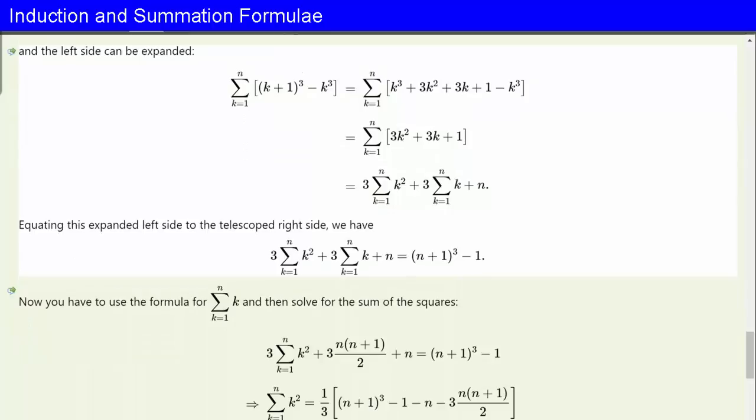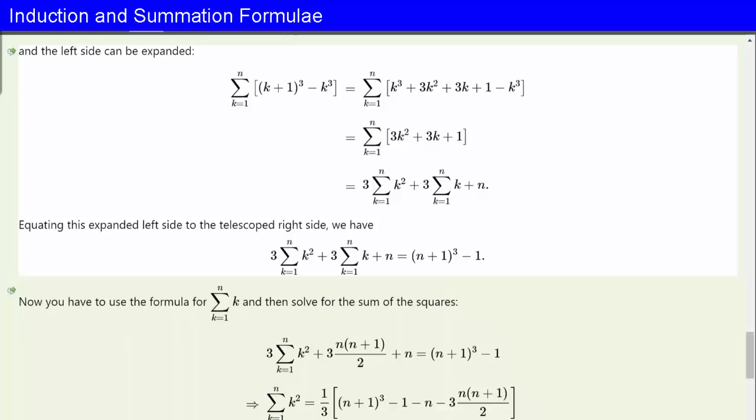The left side can be somewhat painfully expanded. K plus 1 cubed is k cubed plus 3k squared plus 3k plus 1. And we're subtracting k cubed from that. So the left side becomes the summation 3k squared plus 3k plus 1. And that simplifies to become 3 times the sum from k equal 1 to n of k squared plus 3 times the sum from k equal 1 to n of k plus the number n.